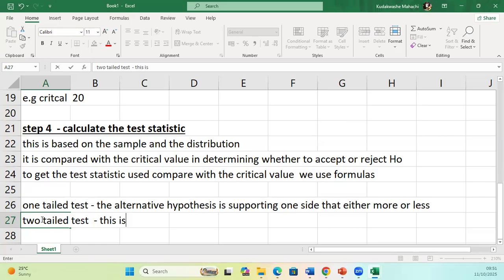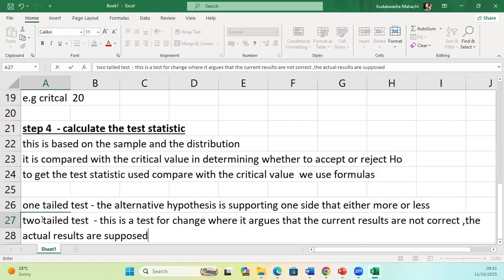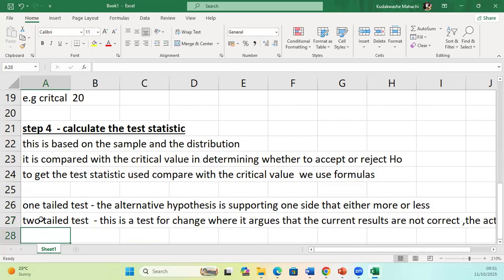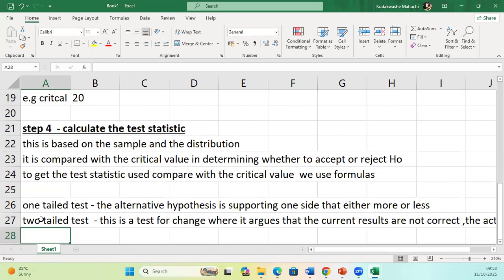So this is a test for change, where it argues that the current results are not correct. The actual results are supposed to be either more or less. So that is if it's a two-tailed test. It looks at both sides. The argument is both sides. So that's a one-tailed test and a two-tailed test.